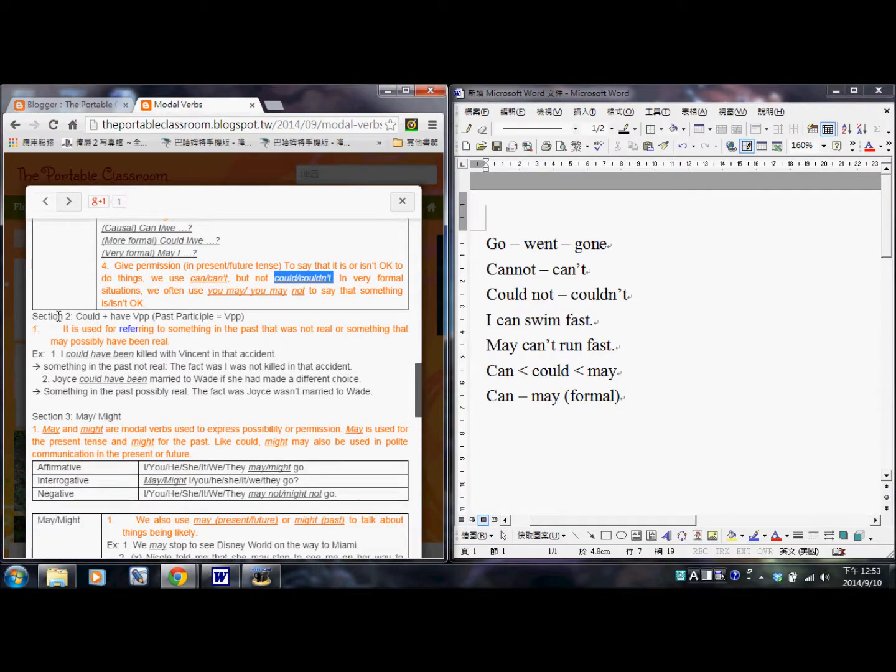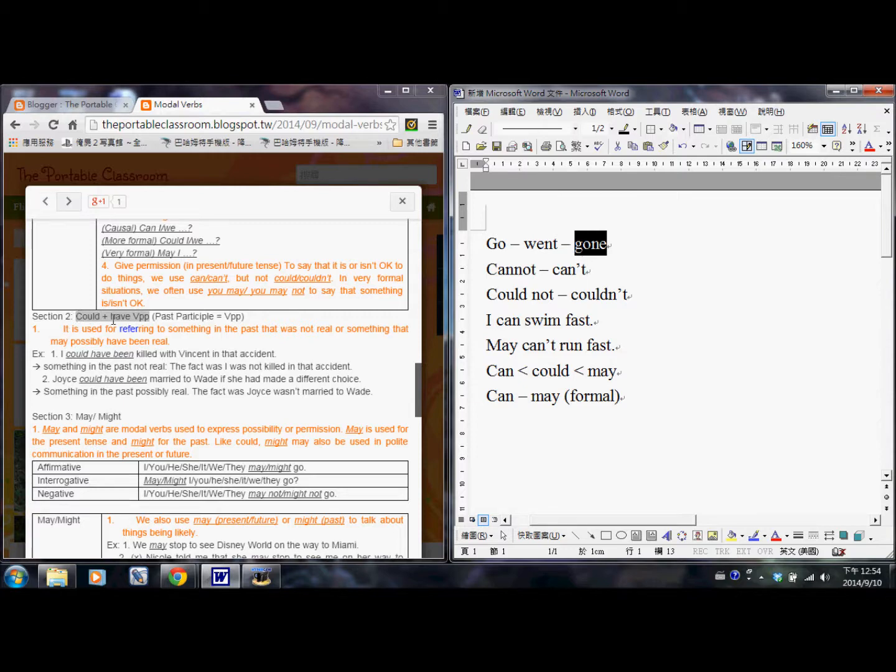Alright, next section 2, could with have and verb pp. Verb pp refers to verb past participle. What is verb past participle? Look at the example over here. We know that go is the root verb, went is the past tense of go, and gone is the past participle of go. We use past participle in many different ways. Mainly we use past participle with have in present perfect tense, past perfect tense, or future perfect tense. So we use past participle in perfect tenses.